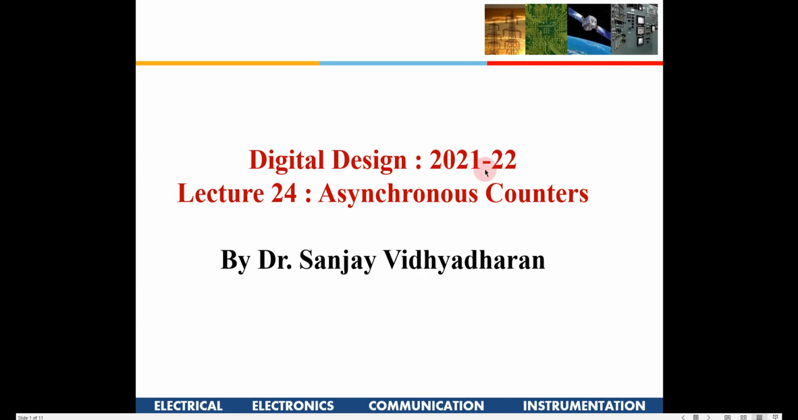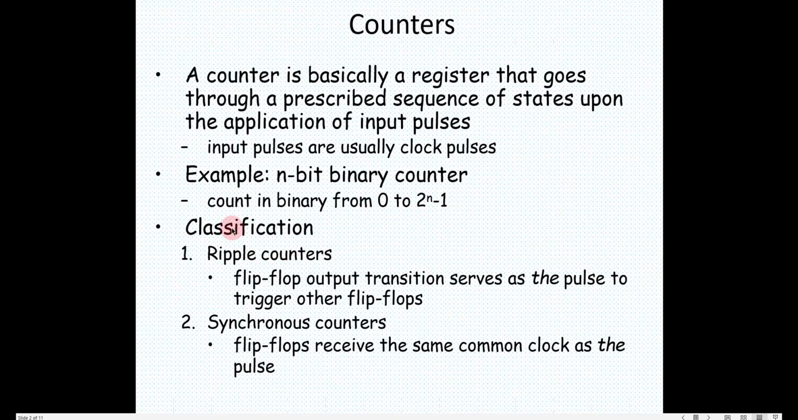So in the last class, we learnt about synchronous counters, wherein all the flip-flops were given the same clock. Now we have a different class of counters, which is known as asynchronous counters. As the name suggests, the clock will be different. For each of them, it is not the same clock which we are going to use. Among the asynchronous counters, ripple counters are the ones which are very widely used.